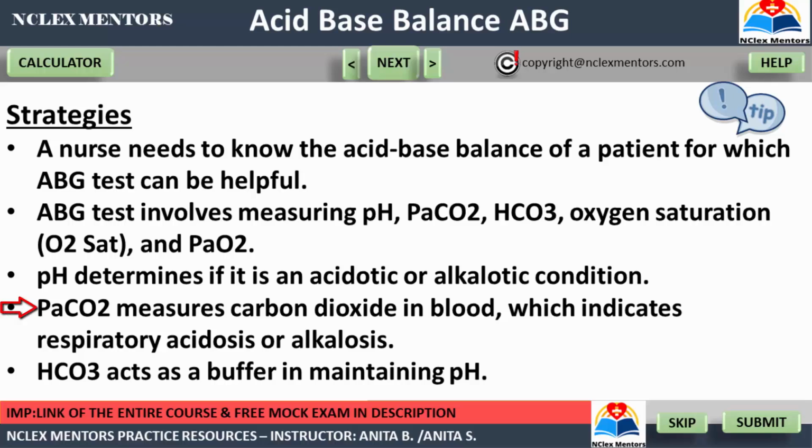PaCO2 measures the partial pressure of carbon dioxide in the blood. It is a primary indicator of respiratory function. Elevated partial pressure of carbon dioxide, or hypercapnia, indicates respiratory acidosis, whereas decreased partial pressure of carbon dioxide, or hypocapnia, indicates respiratory alkalosis. Bicarbonate acts as a buffer to maintain the blood's pH within the normal range. It is a metabolic component. Low bicarbonate suggests metabolic acidosis, while high bicarbonate indicates metabolic alkalosis.